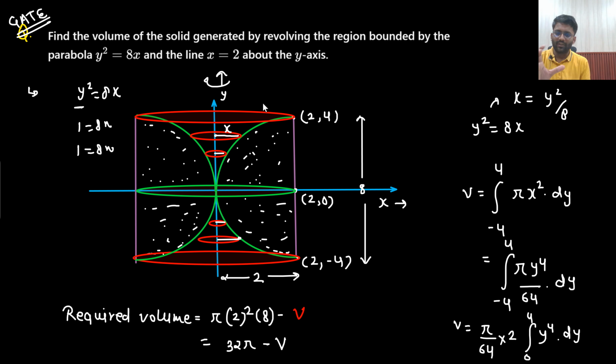Okay sir, you will make the structure, you will make the mirror image, and you will see there is a cylinder. Volume of the cylinder minus the volume we are supposed to subtract. Which volume are we supposed to subtract? This volume we are supposed to subtract. Job done.